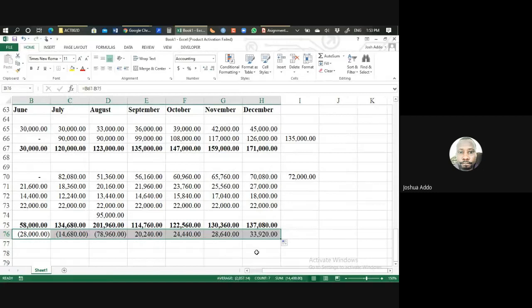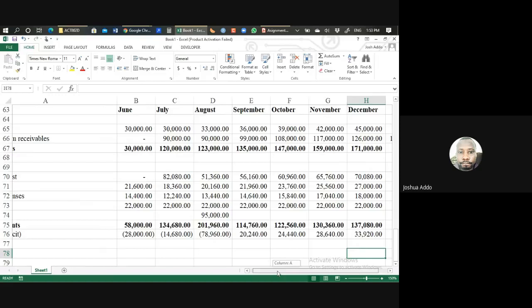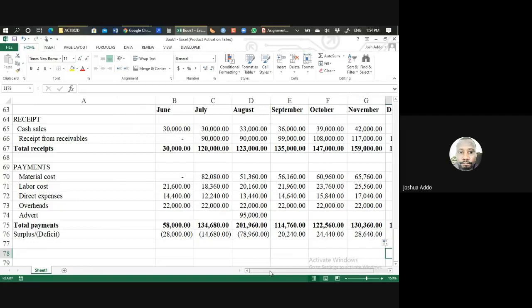Okay, so we have a deficit for the months June, July, August. We begin to show some surpluses from September going. So just this alone, if all other things are equal, should tell you that for each period from June to December, this is the cash that will be available in your company, and these are the expenditures that you will have to make. The gap is a negative of 28,000 for June.